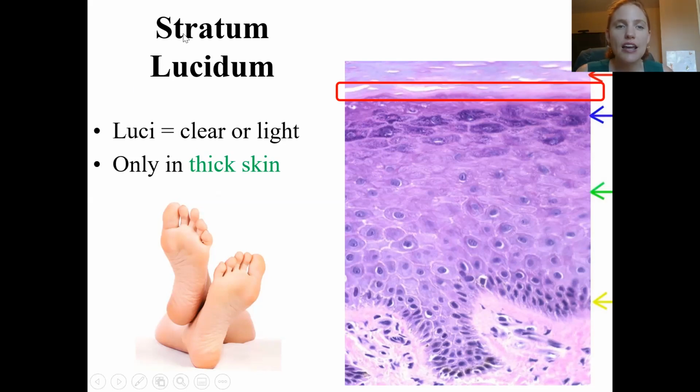Lucid means clear or light. So the stratum lucidum is going to be the layer right above the stratum granulosum, where it looks very light stained, just like a line of light colored cells. That is the stratum lucidum, and again, only found in thick skin like the soles of your feet and the palms of your hands.